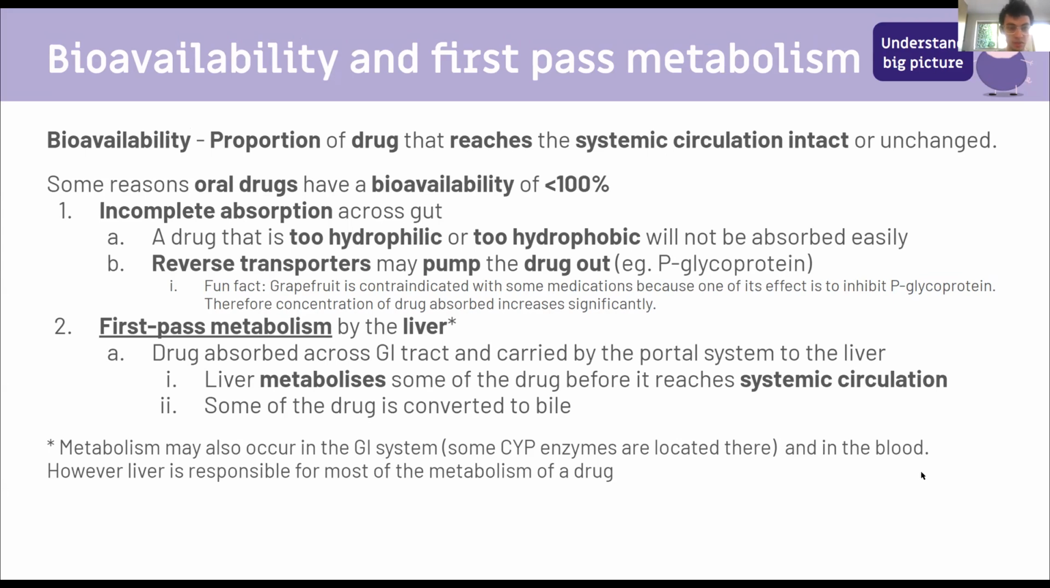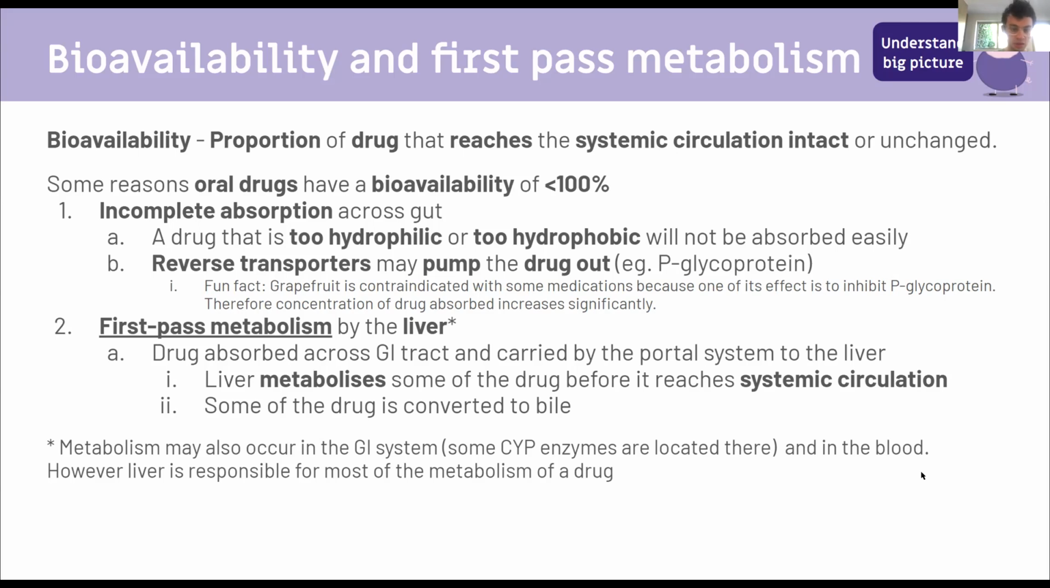One reason is incomplete absorption across the gut. If a drug is too hydrophilic, it will not be absorbed easily. Too hydrophobic will not be absorbed easily. We mentioned this before. If it's too hydrophilic, it won't be able to cross the cell membrane. If it's too hydrophobic, it's going to be insoluble in an aqueous environment, so it won't be effective.